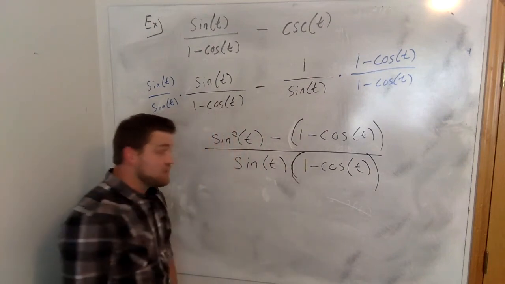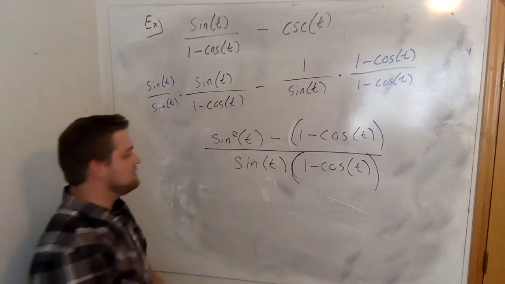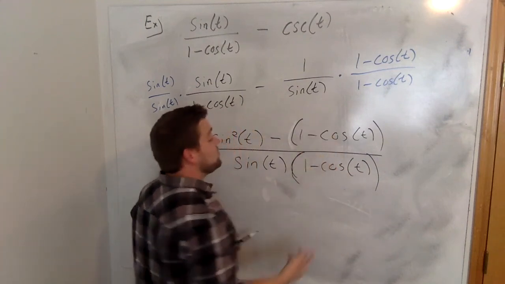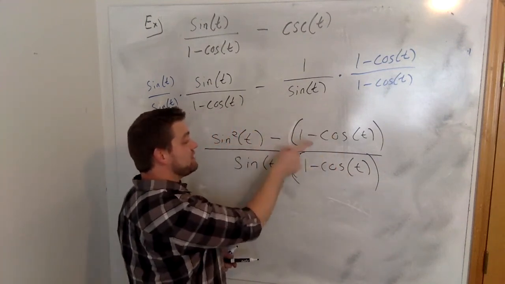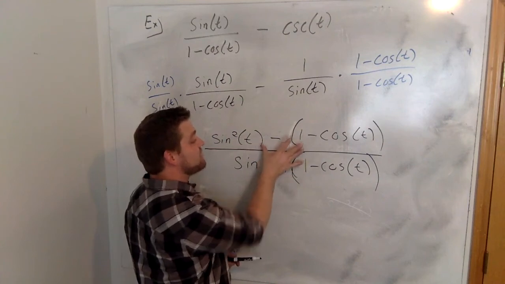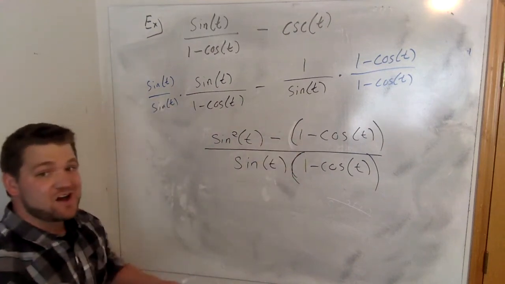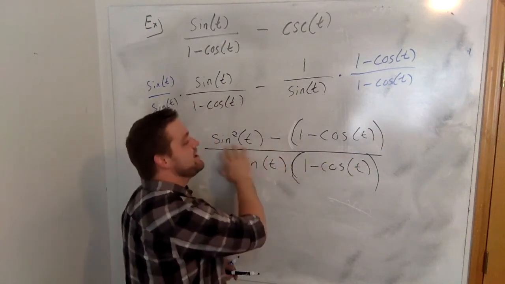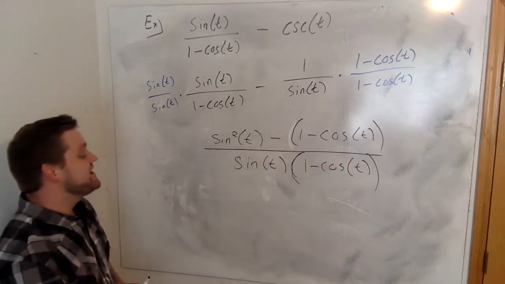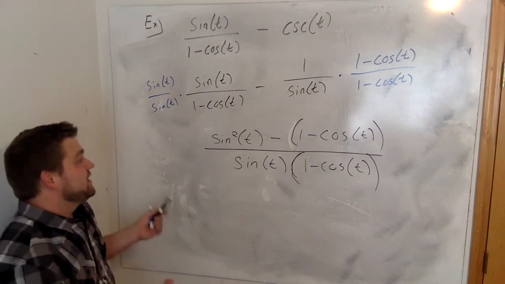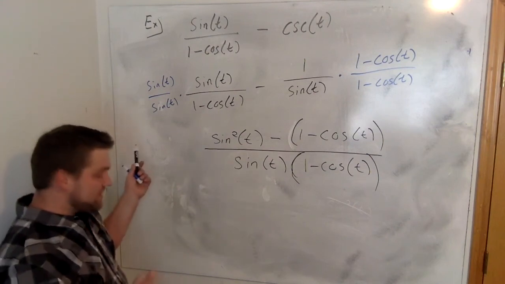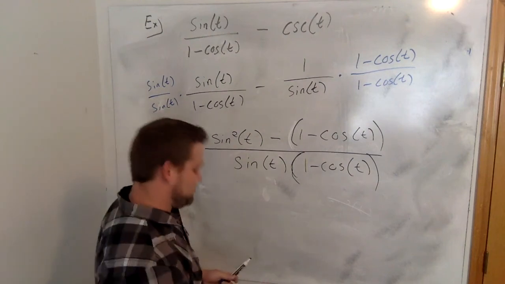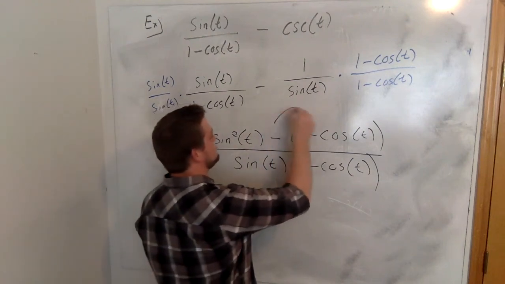Okay, I could see a lot of tempting mistakes here. A tempting mistake would be thinking to cancel these 1 minus cosine t's. We can't, because these are separated by subtraction. These aren't factors. You can only cancel common factors, not common terms. The reason we can't cancel these is because of this minus sign. Everything in the numerator is not in terms of multiplication.